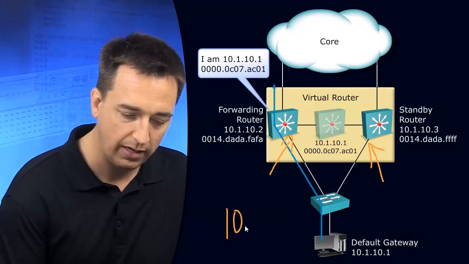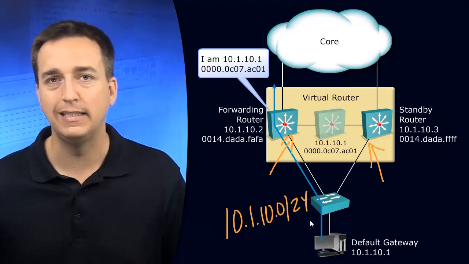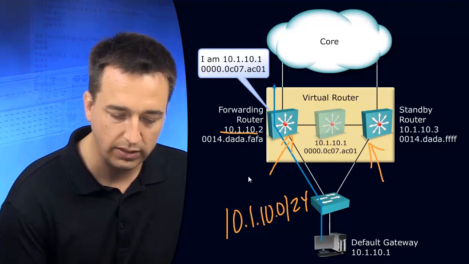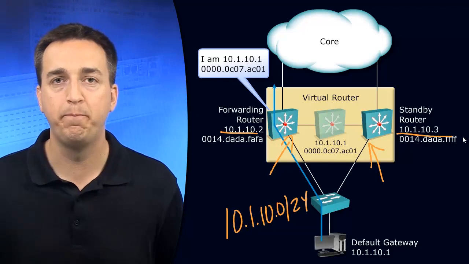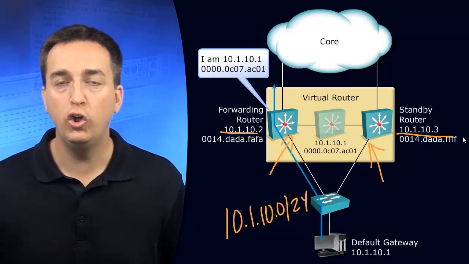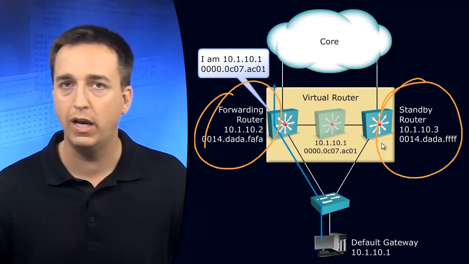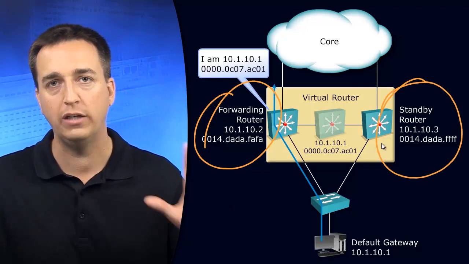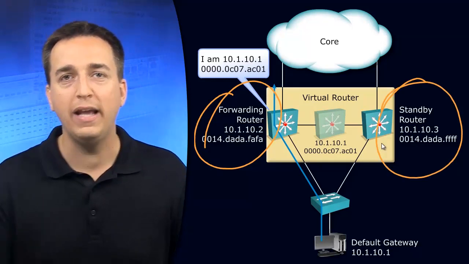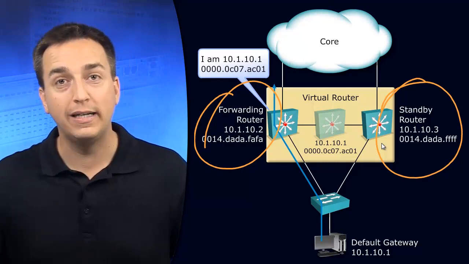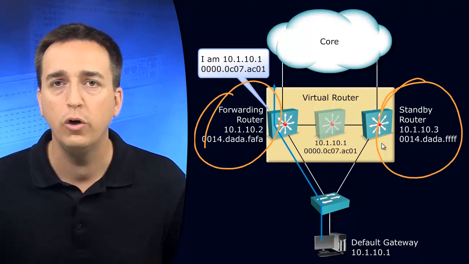In this case, we're looking at the 10.1.10.0/24 network as an example. The IP address of this interface is 10.1.10.2, and the IP address of this interface is 10.1.10.3. You can only have one forwarding router and one standby router for HSRP. The forwarding router will be the one that's forwarding traffic at that point in time. The standby router is the router that's waiting for the forwarding router to fail so it can take over the forwarding process.